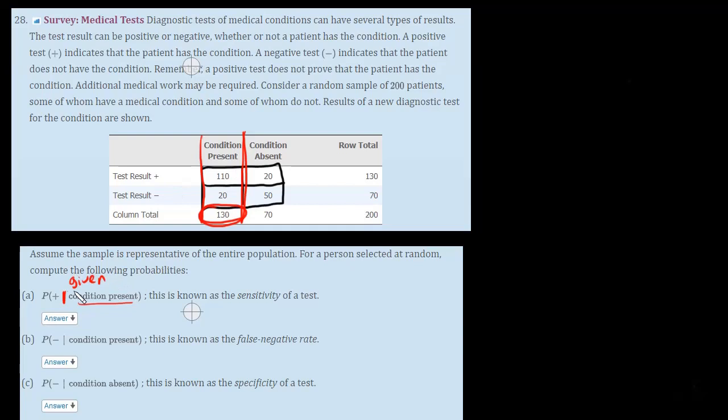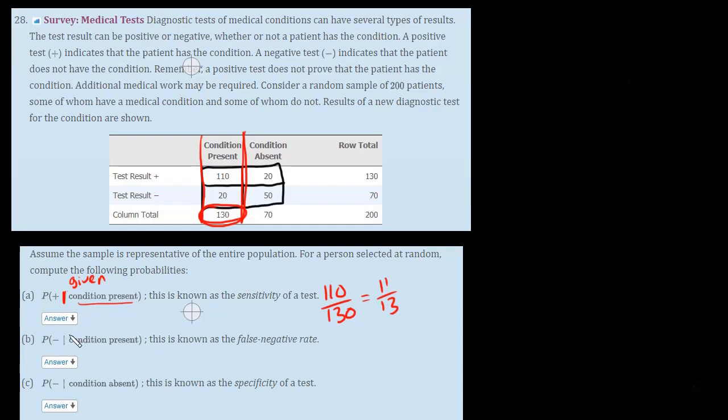Okay, so what's the probability of being positive in the land of condition present? Well, there's 110 people out of 130 that are positive. Okay, so this is 110 out of 130, which is 11 over 13. And you can convert this to a decimal by plugging it into a calculator. Or you can use Excel. Just type in equals 11 divided by 13. Okay? All right.